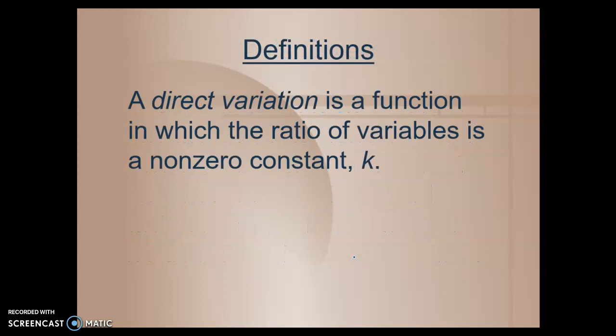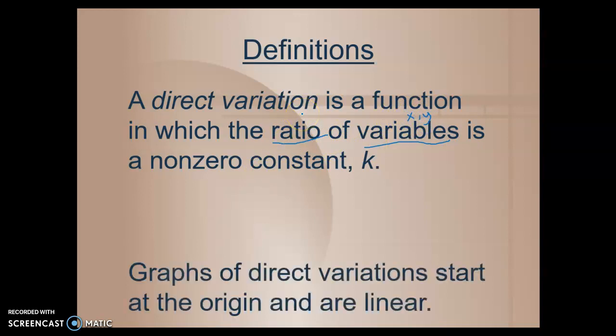A direct variation is a function in which the ratio of variables is a non-zero constant. We know a ratio is just a fraction, and our variables when we talk about functions are x and y. We're going to translate this to an equation in just a second. Please note, as we'll see later, that graphs of direct variations start at the origin and they are linear, which means they are a straight line.